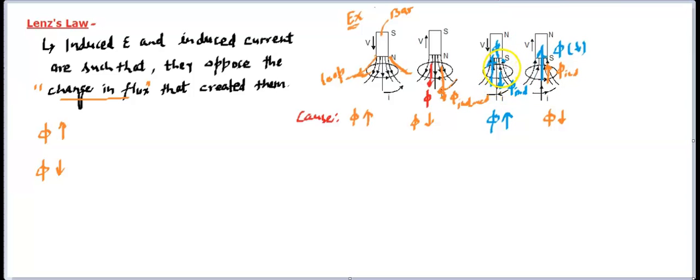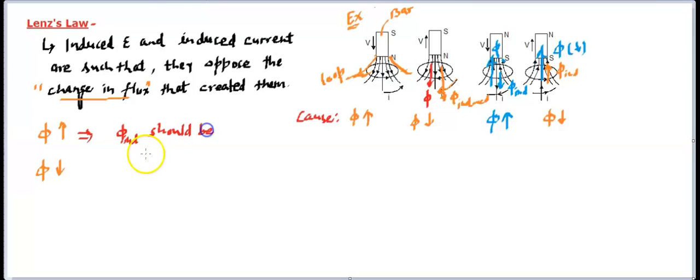It might seem a bit complex, but if you go through it twice and thrice, you will find what I'm trying to say. The simple idea is, first find what the change in flux is, then oppose that. How can you oppose it? If flux is increasing, then what we need to do is make the induced flux opposite to the flux. This should be opposite.